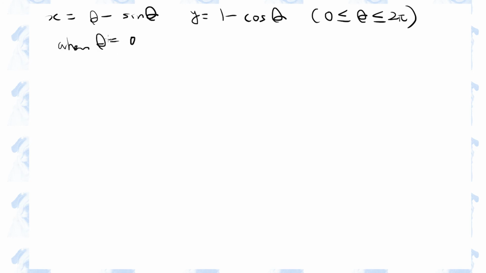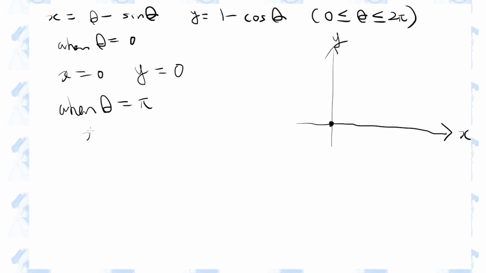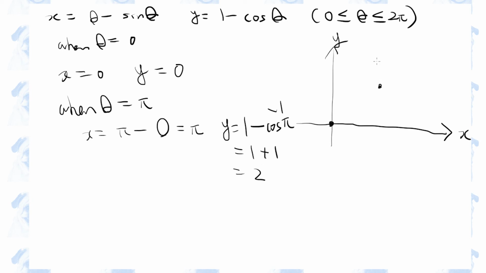When theta is 0, x is 0, and y is also 0, because cosine of 0 is 1. So we know that the graph goes through the origin. When theta is pi, x is pi minus 0, because sine of pi is 0, and y is 1 minus cosine of pi, and cosine of pi is minus 1, so 1 plus 1, which is 2. So the graph goes through the point (pi, 2).